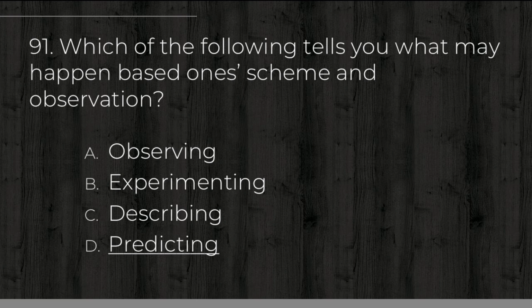Yung letter A involves looking at details but not making guesses about the future. Yung letter B naman involves testing hypotheses, not just making predictions. Yung letter C is simply explaining what is observed without predicting the outcomes. The number 91 ay letter D.